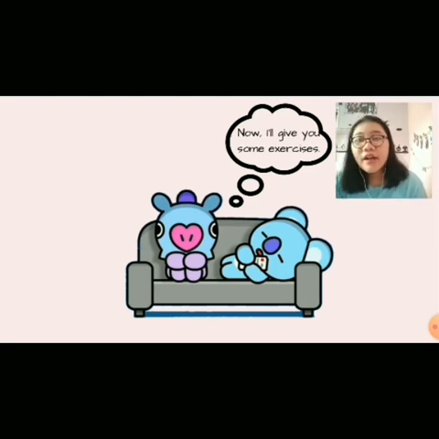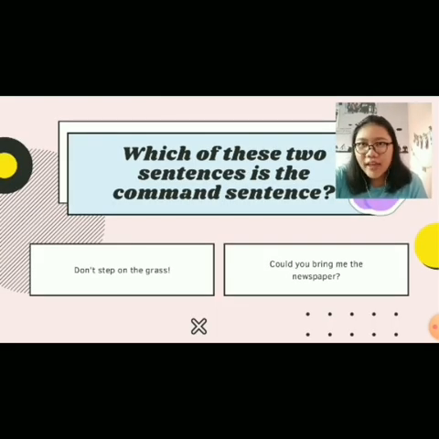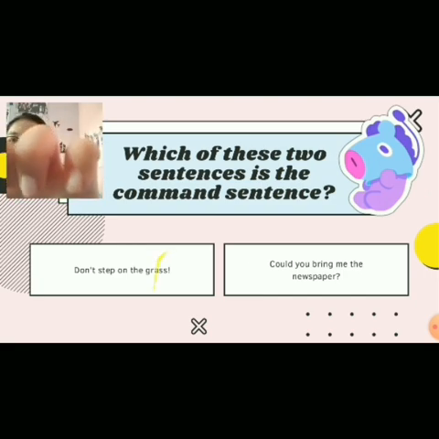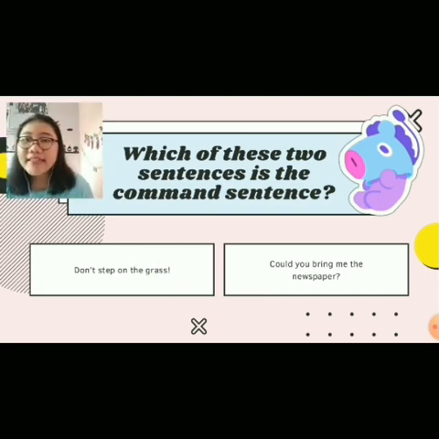Okay, now I will give you some exercises. It's not difficult, just an easy one. Which of these two sentences is the command sentence? Can you see the difference between the first and the second sentence? Do you already know the answer? Okay, I will give you the answer.